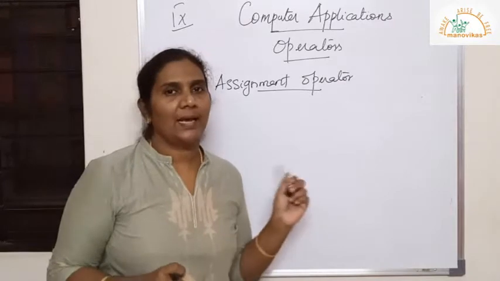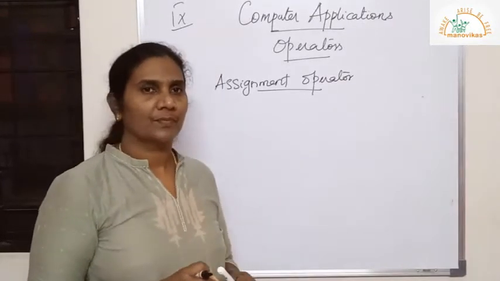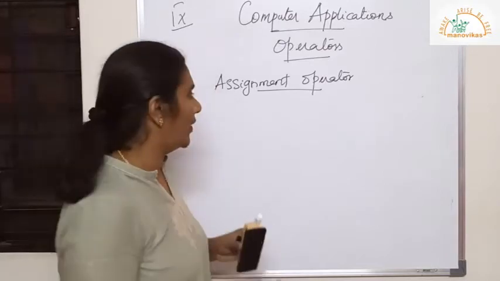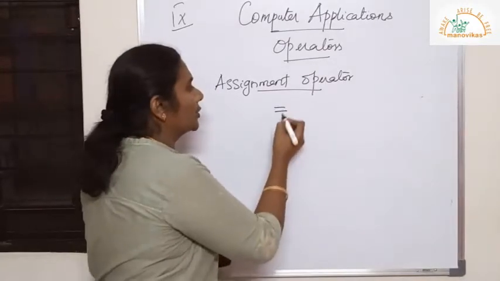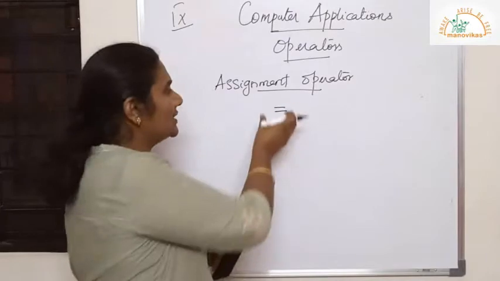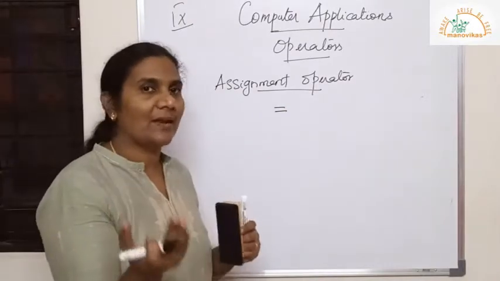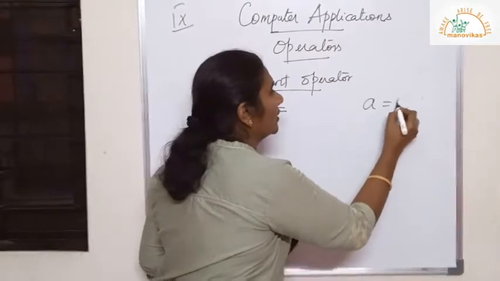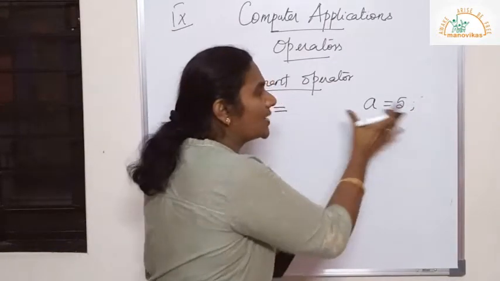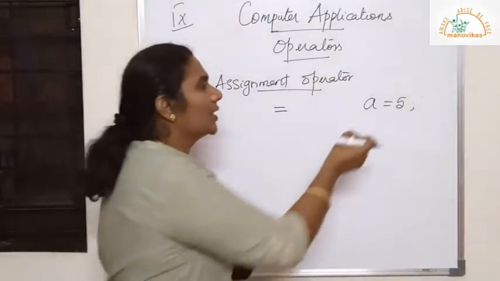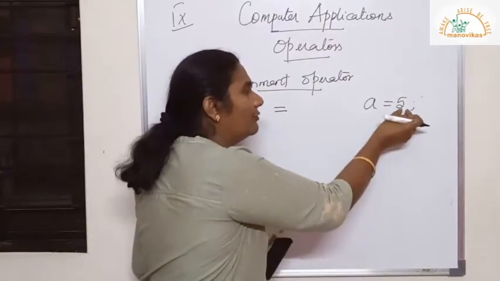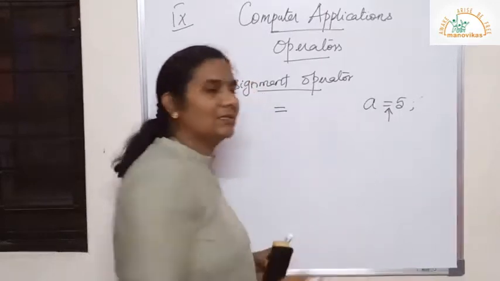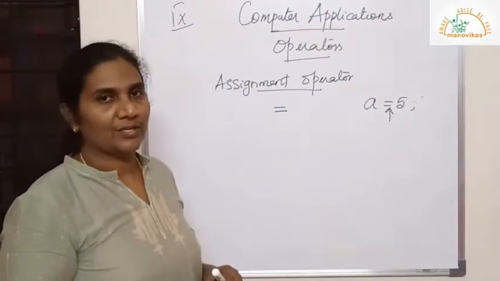Next is the assignment operator. I believe everyone remembers which is the assignment operator, that is the equal to sign. This is an operator which is used to assign a value to a variable. For example, if we write it as, this is one statement in Java. Now we are assigning the value 5 to this variable. So this operator we call the assignment operator.